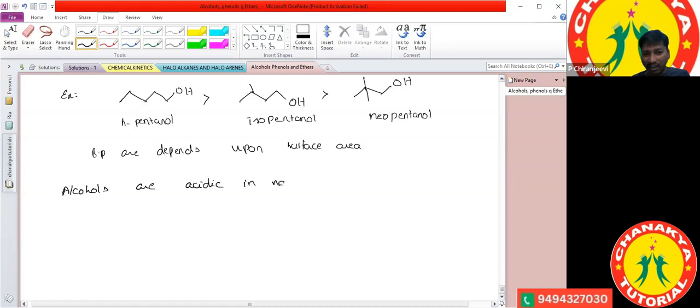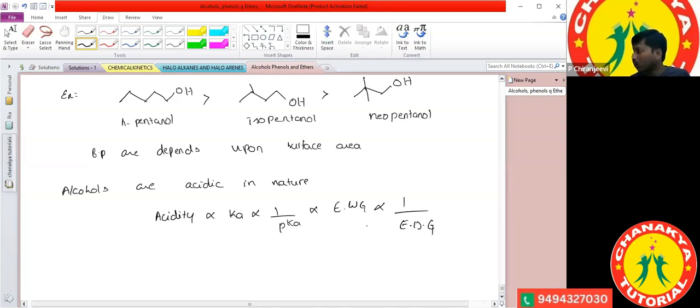Acidity is directly proportional to Ka and inversely proportional to pKa. Acidity is directly proportional to electron withdrawing groups and inversely proportional to electron donating groups.